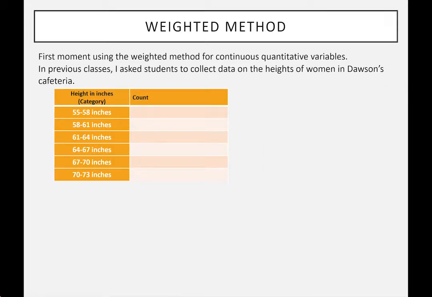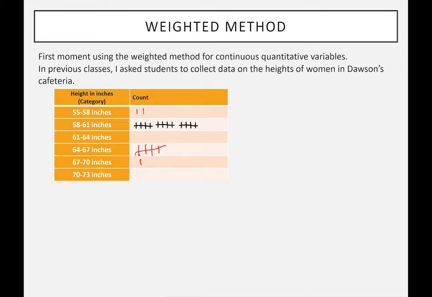In a previous class, several years ago, I asked students to go down to the cafeteria and collect data on the heights of women. I gave them 6 categories from 55 to 73 inches, and I said to count the number of women in these various height categories. For example, they used this system where somebody would say 65 inches, they would mark it like this. Somebody that was 70 inches, 71 inches would be like this, and so on and so forth. 1, 2, 3, 4, 5. And they brought the data back to me.